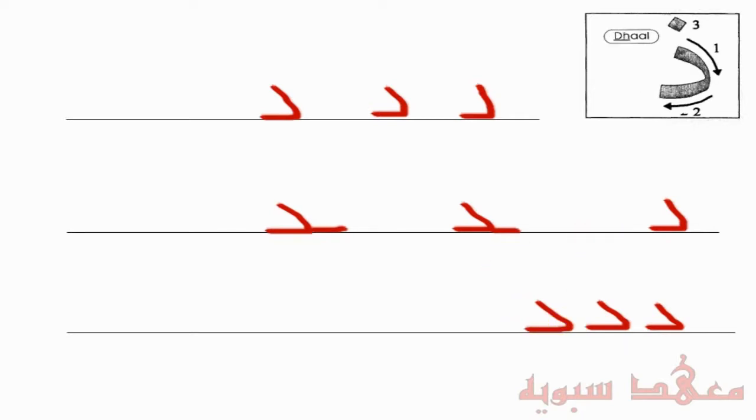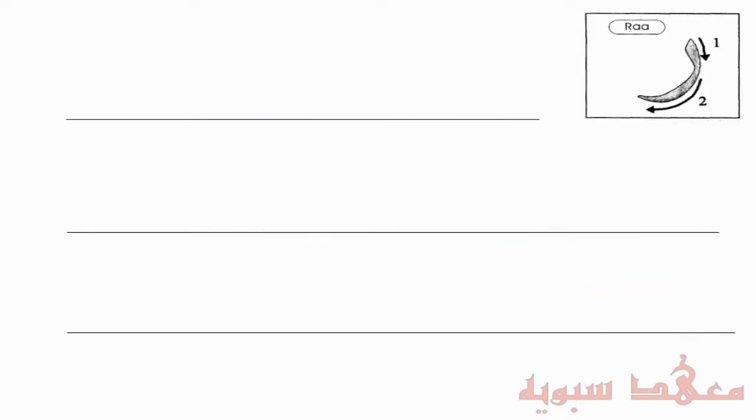Now with the dhal, it's exactly the same as the dal with a dot on top. So each of them will have a dot. And we obviously write the dot after we write this part here. So dots will always be put after. Okay, next letter. So the ra.